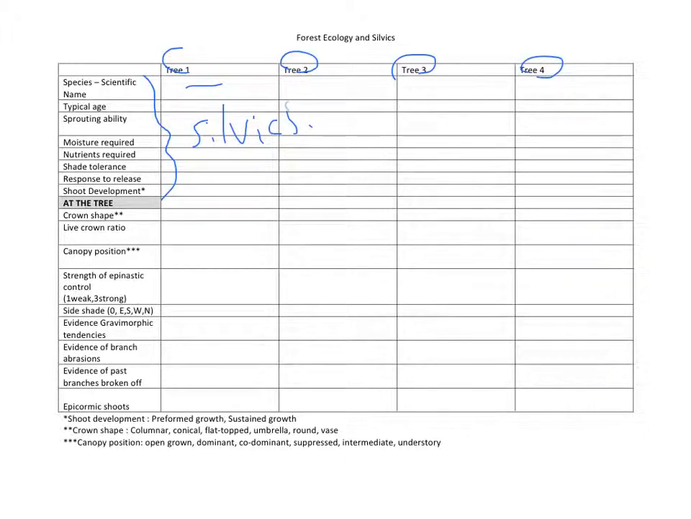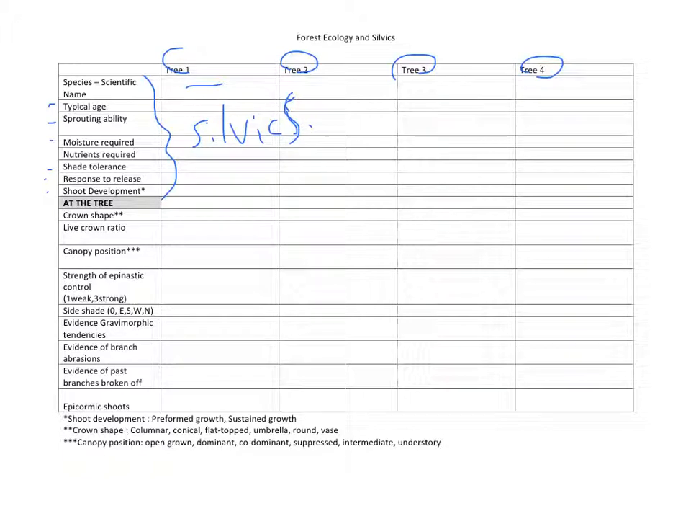Okay, give me the typical age. Don't just make it up. Okay, that information is easily there for you in your Silvex manual. Sprouting ability, because that matters with regen, how well it's going to reproduce or come back, if you will. Moisture requirements, nutrient, all these things. Okay, you can find that in your Silvex manual.